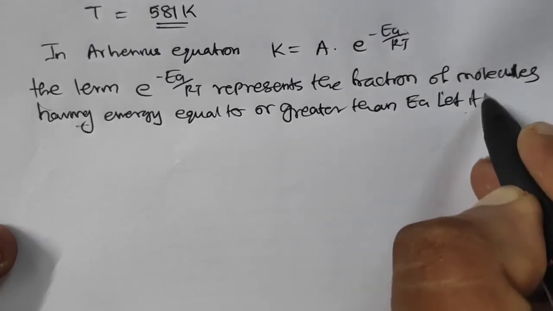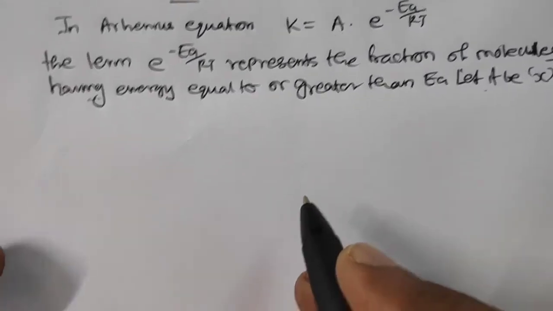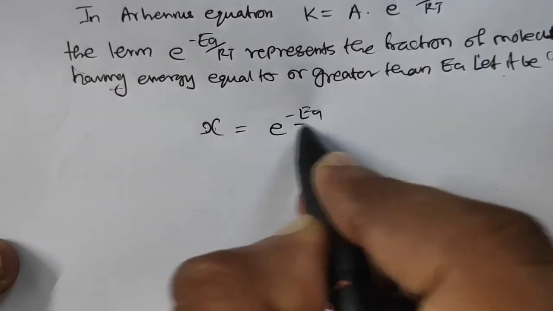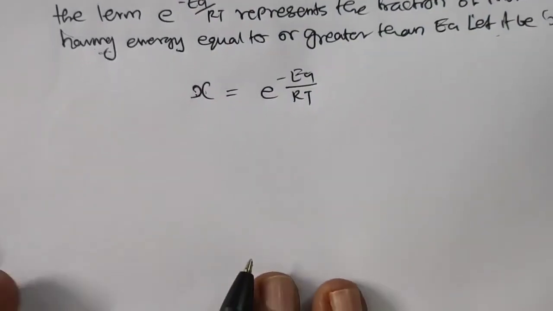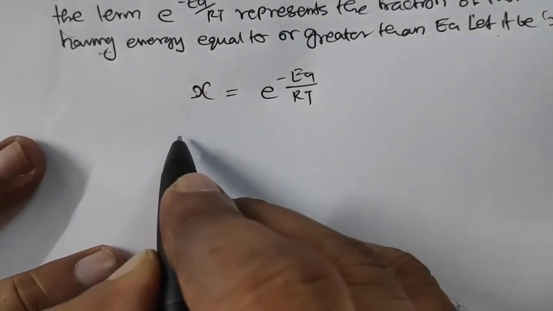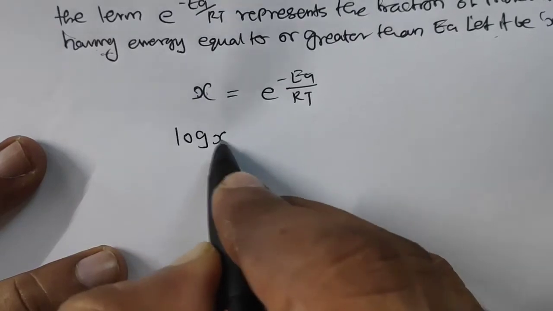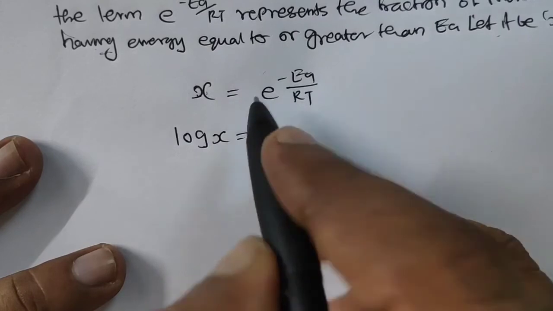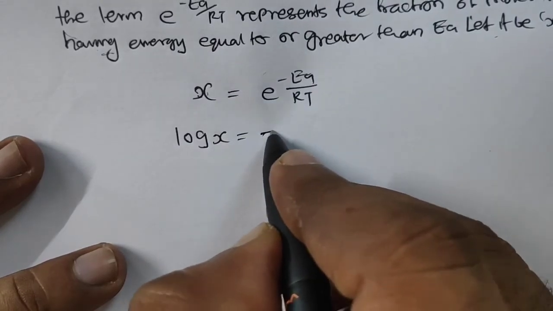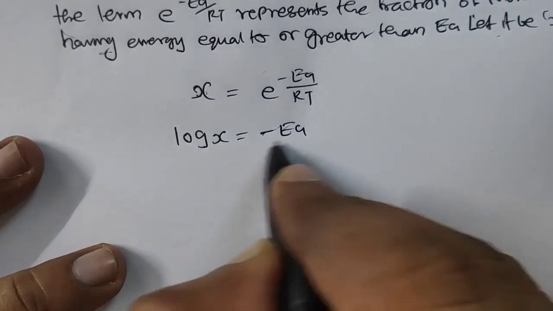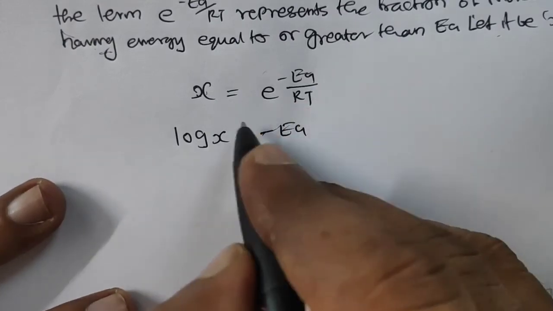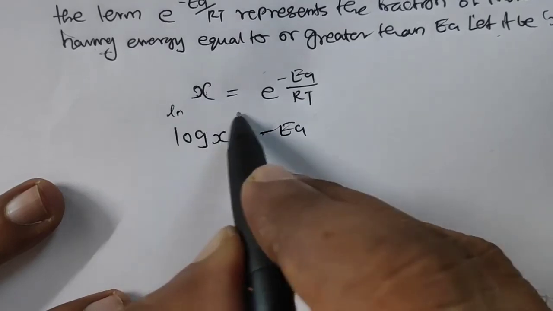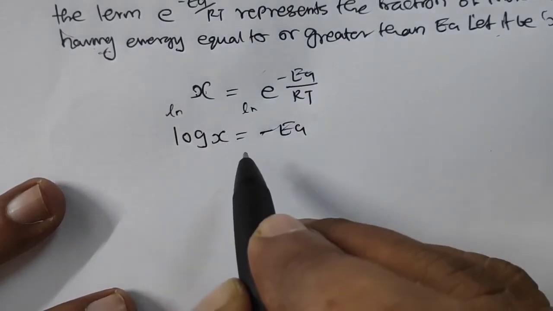Let it be x. So we can write x is equal to e raised to minus EA by RT. So taking log on both the sides, log x will be equal to, this power, the exponent will get suppressed, so it will be minus EA. Either you take like this, or you can change this to the log. First, natural logarithm you can take, and then you change it.